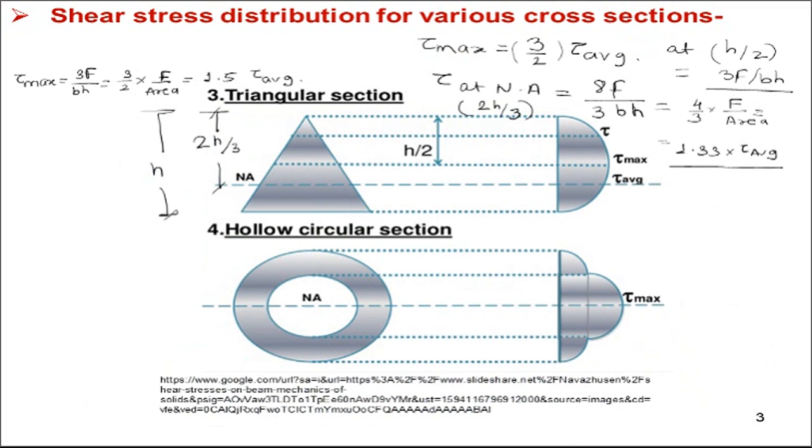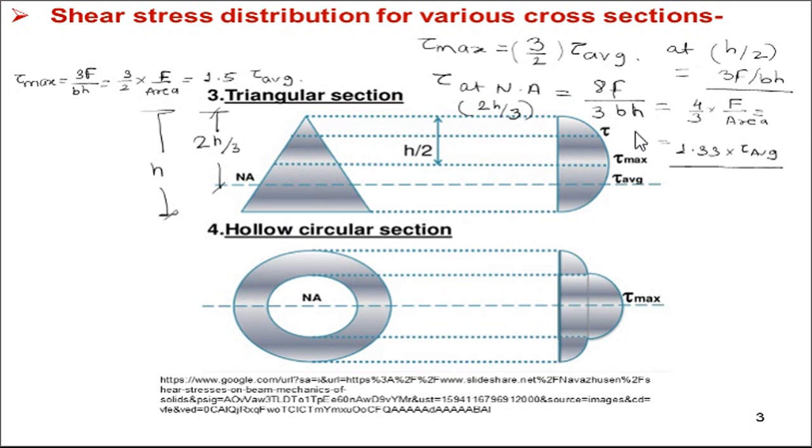shear stress distribution for the triangular section. For the triangular section, you can see the shear stress distribution here. In the triangular section, there is the position of the neutral axis. Small h is the height of the triangle, and the neutral axis or centroid exists at 2h/3 from the apex or top of the triangle, and from the bottom it is h/3. The center is h/2. Tau max is equal to 3/2 tau average.